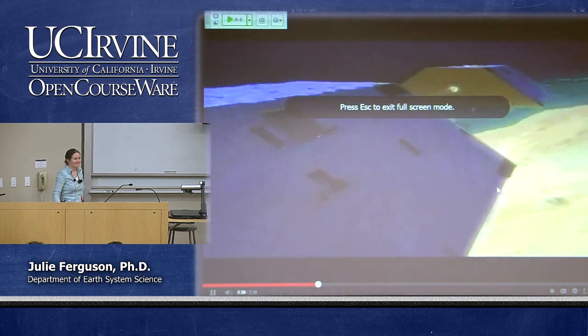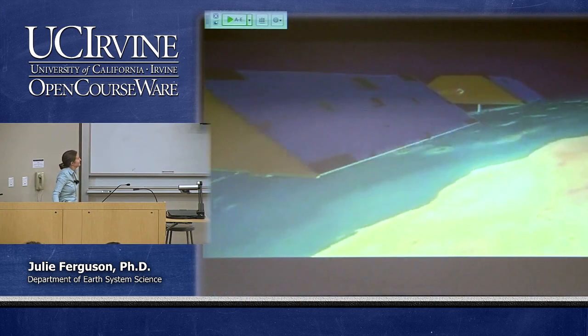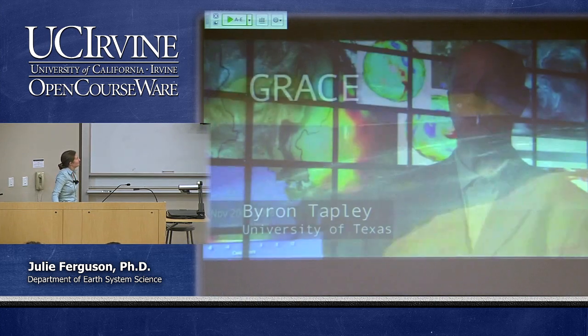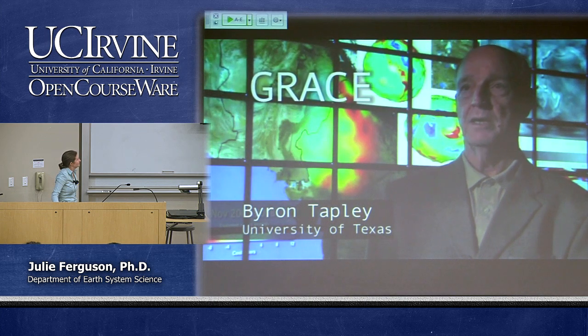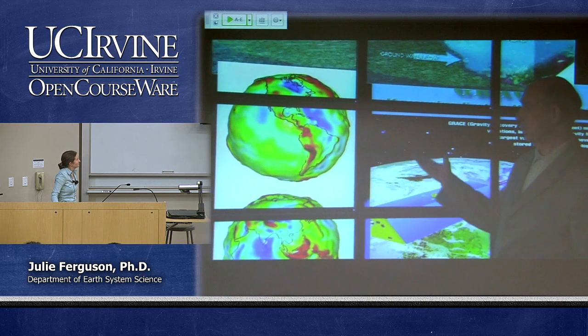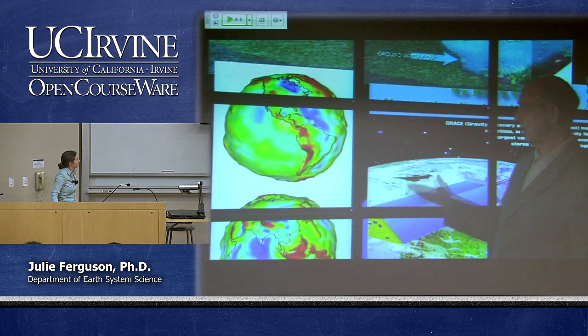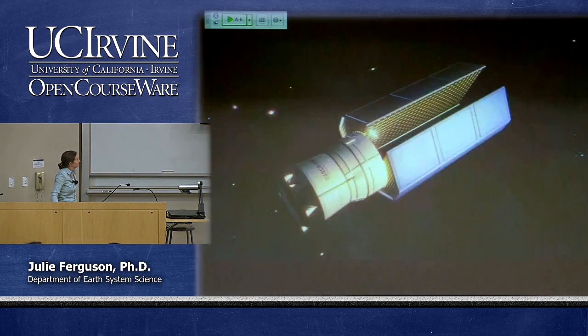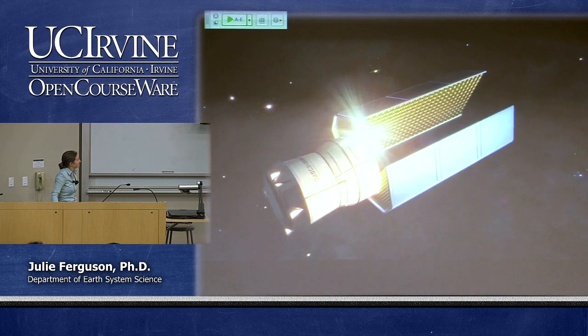Thanks to a pair of 1,000-pound satellites with a rather dainty name. We picked the name GRACE as gravity recovery and climate experiment. Byron Tapley is the proud father of these twin satellites that launched in 2002 to measure changes in gravity.